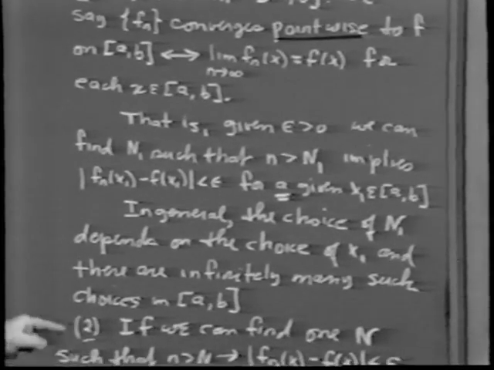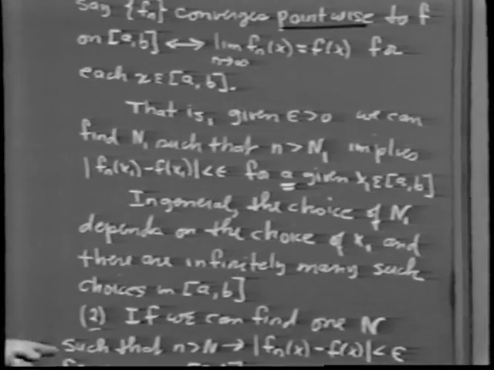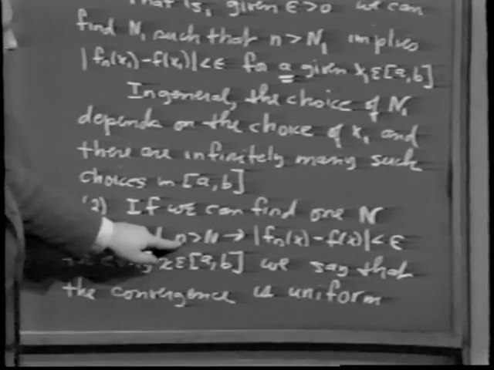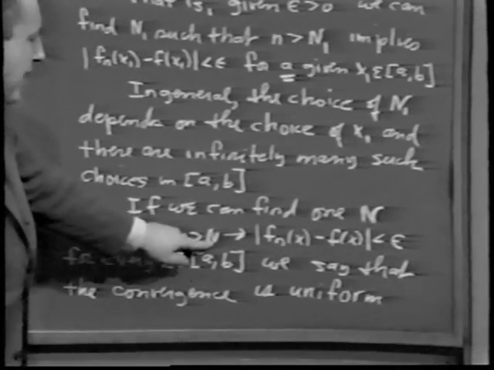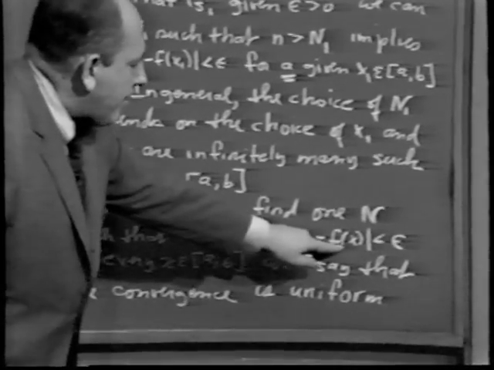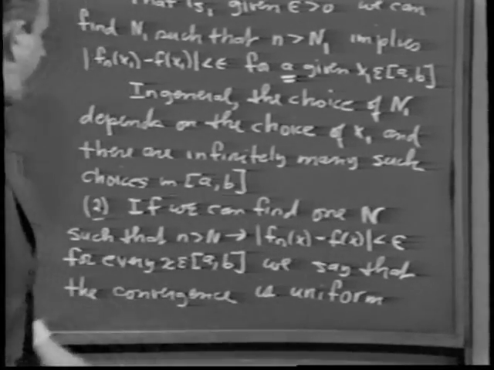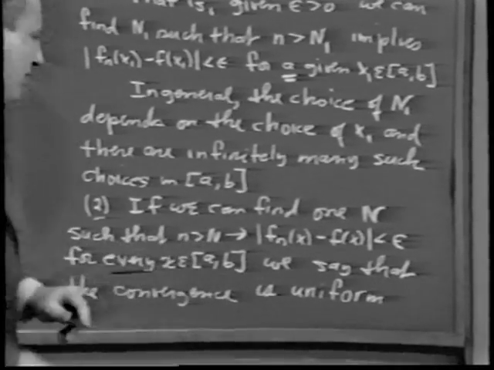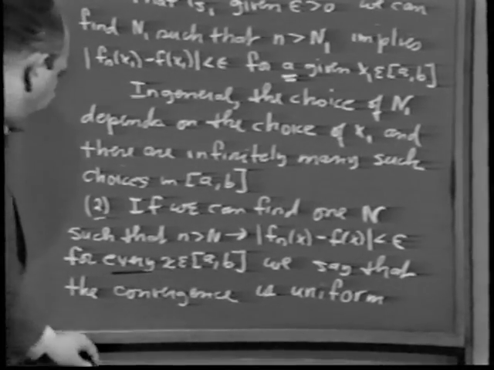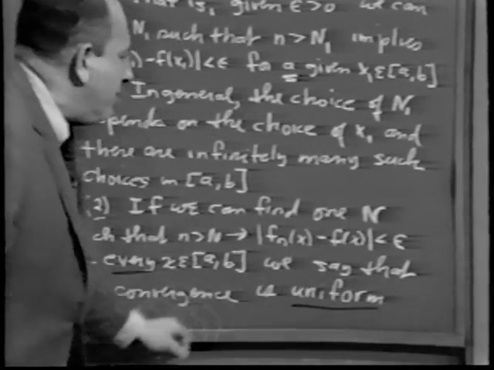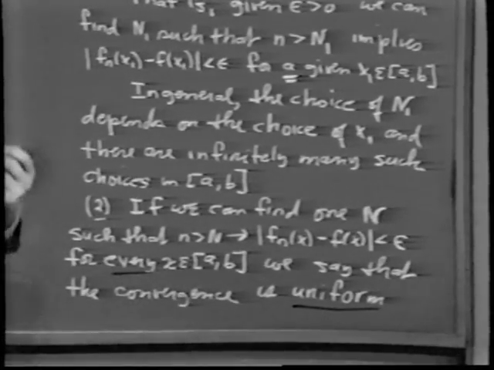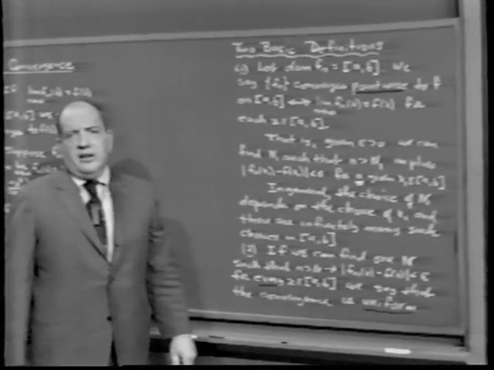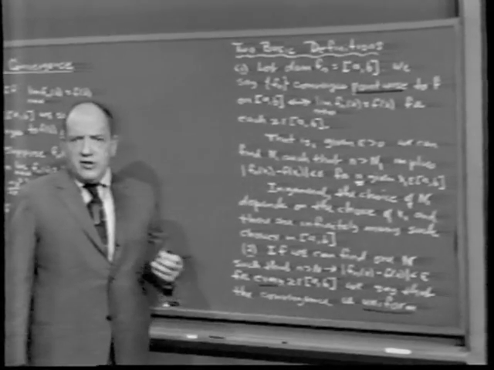Now, the key point is this, and this is where uniform convergence comes in. If we can find one capital N such that whenever little n is greater than that capital N, the absolute value of f sub n of x minus f of x is less than epsilon for every x in the closed interval, then we say that the convergence is uniform. In other words, if we can find one N that makes that difference less than epsilon for the entire interval, then we call the convergence uniform.